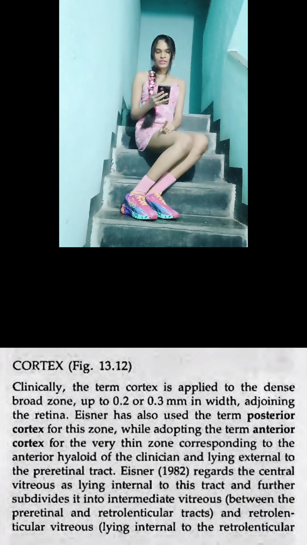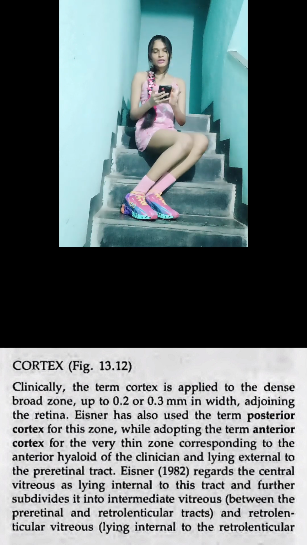First, the cortex, which is further divided into 4 parts: anterior hyaloid, vitreous base, posterior hyaloid, peripapillary and perimacular attachments. Second, central vitreous, and third, vitreous cells. Cortex, central vitreous and vitreous cells. And the cortex will be studied under 4 parts: anterior hyaloid, vitreous base, posterior hyaloid, peripapillary and perimacular attachments.